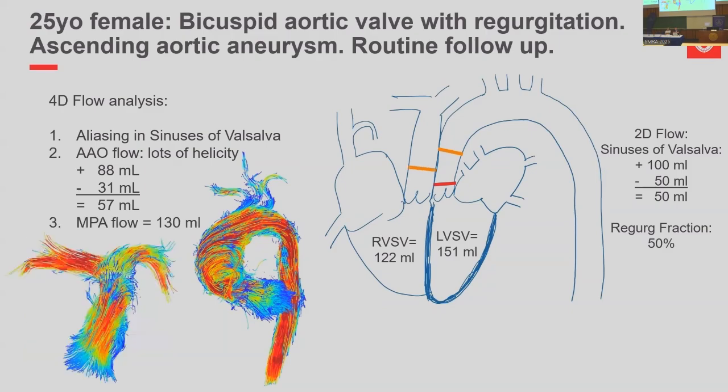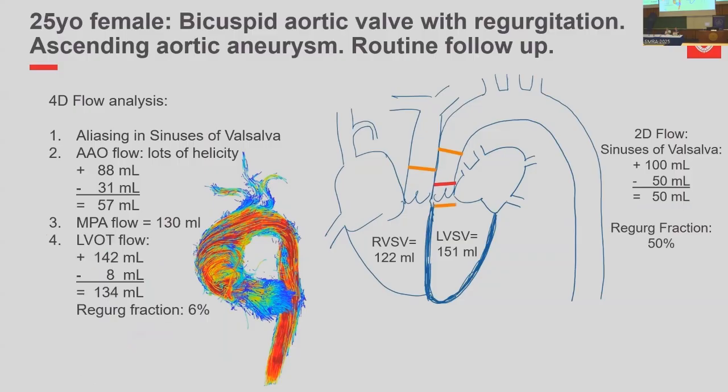Surprisingly, the flow in the main pulmonary artery was 130 milliliters, which roughly correlated to the right ventricular stroke volume. So maybe our measurement of the left ventricular stroke volume was wrong. We placed another plane in the left ventricular outflow tract and measured 142 milliliters of forward flow, which roughly corresponds to the left ventricular stroke volume. Interestingly, there was only 8 milliliters of regurgitant flow, correlating to a regurgitation fraction of 6%. And this also better correlates to the small regurgitation jet.